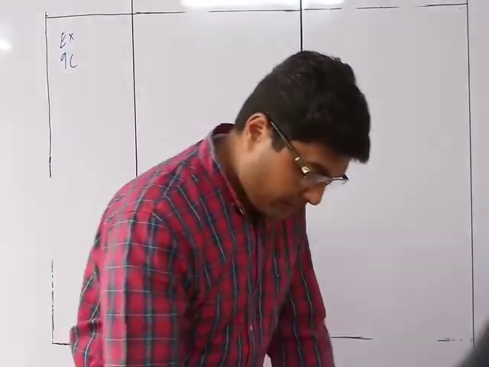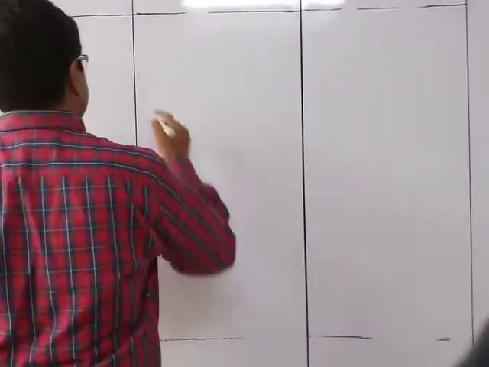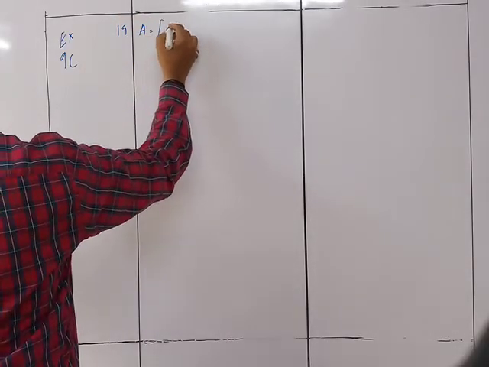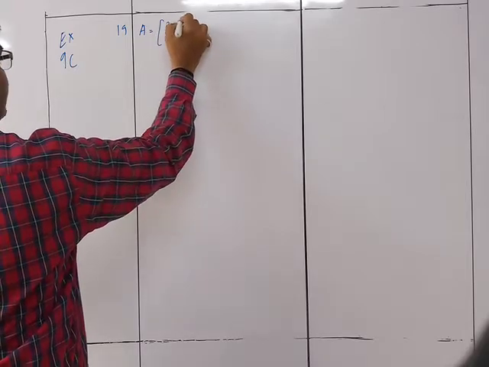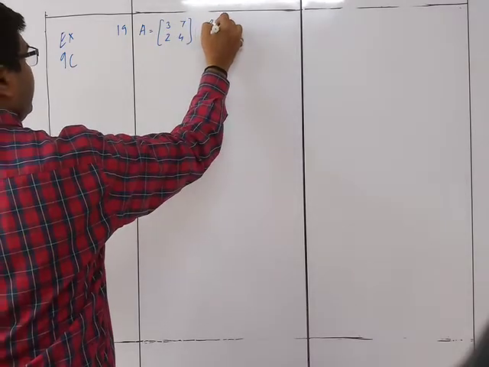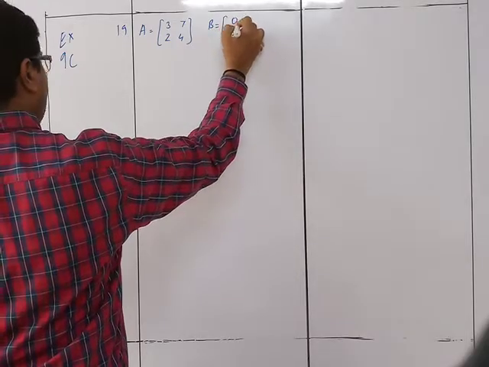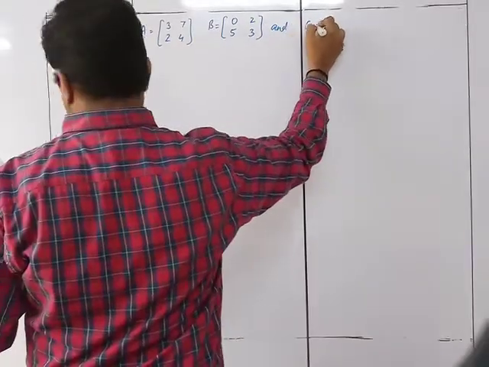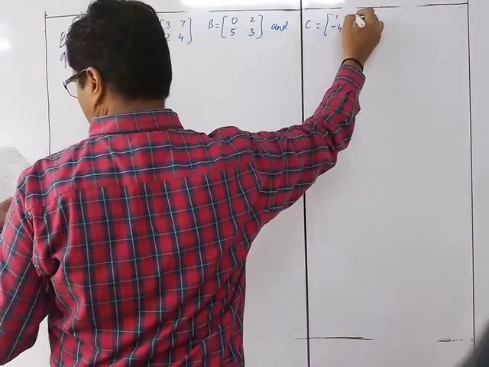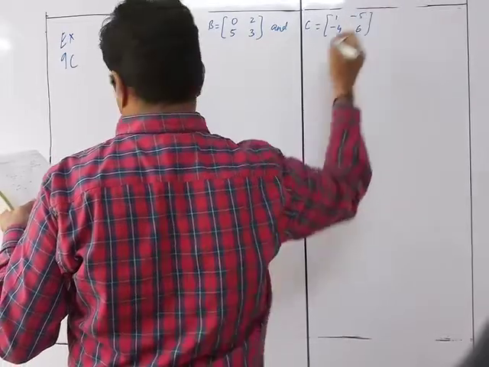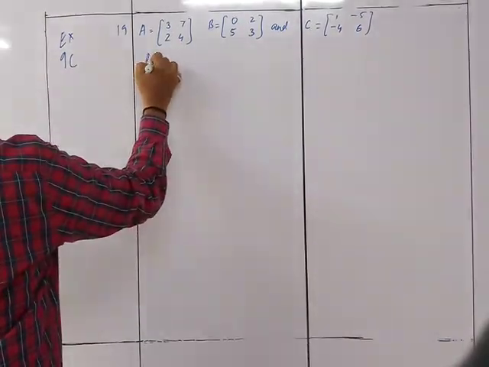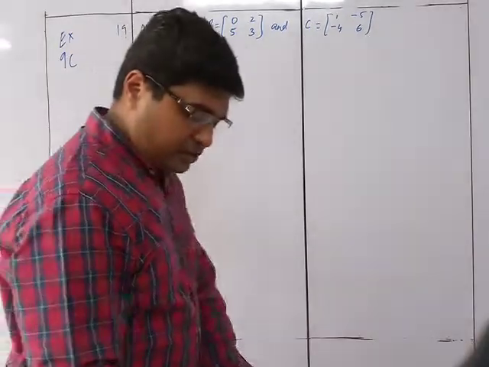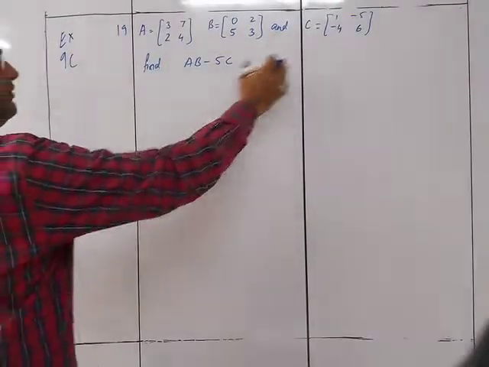Sum number 19. A is [3 2; 7 4], B is [0 5; 2 3] and C is [1 -4; -5 6]. Find AB minus 5C. This is the question. AB and 5C, very simple.